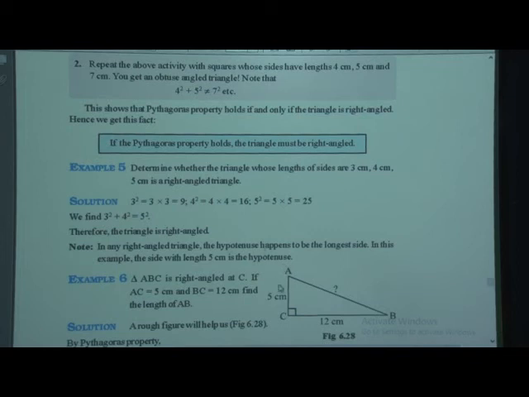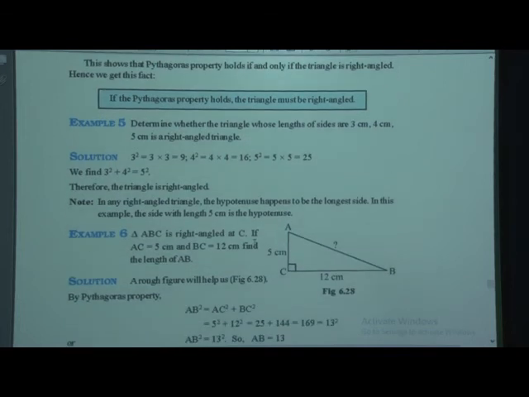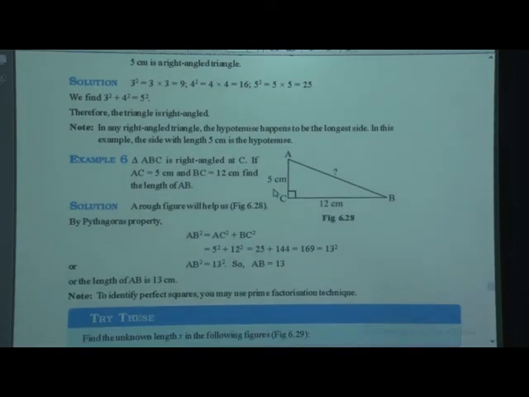So we can draw this rough figure and we can prove that A square plus B square is equal to C square. We will see one more example. When two sides are given, we have to find out the hypotenuse. So in triangle ABC, the triangle is given as right angled at C. We will not write it because in the question it is given that it is a right angle at C. So we have to write the right angle, that is 90 degrees, at this angle C.